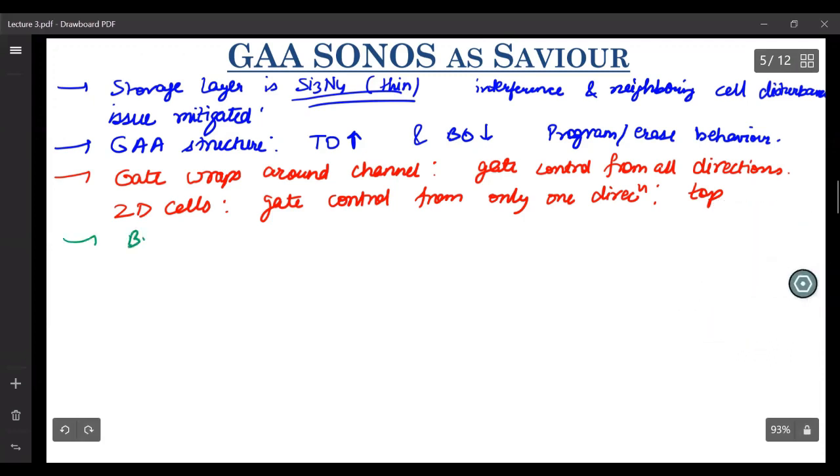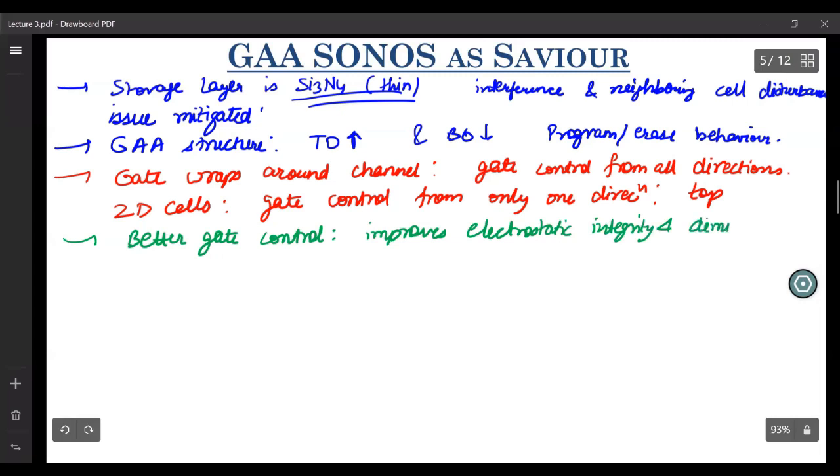Better gate control improves your electrostatic integrity and diminishes short channel effects and narrow channel effects. So this is helpful even from this perspective.